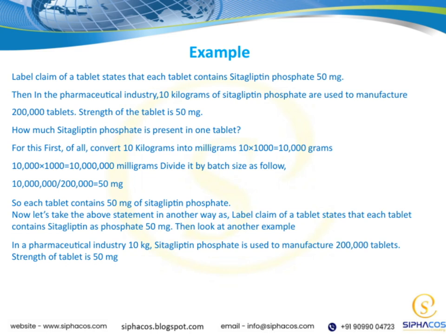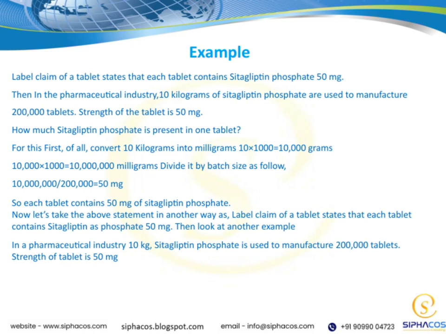Since we know the strength of each tablet is 50 milligrams, the key question is, how much sitagliptin phosphate is actually in one tablet? To figure this out, the first step is to convert those 10 kilograms into milligrams, because that's the unit we're working with for the tablets. So, 10 kilograms equals 10,000 grams, and since there are 1,000 milligrams in a gram, we multiply 10,000 grams by 1,000, which gives us 10 million milligrams.